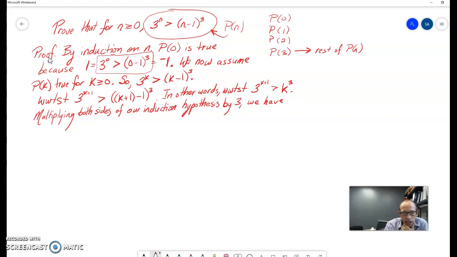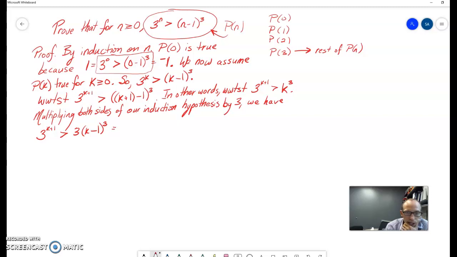Right now the left side is 3 times 3 times 3 times 3, k of those 3's, and this is k plus 1. So I think, well, if I multiply both sides by 3, at least the left side will look very similar to what I have, even if the right side doesn't quite yet. So we would have 3 to the k plus 1 is greater than 3 times k minus 1 cubed. Okay, well, this is progress. Somehow we now have to show that this is greater than or equal to k cubed. How can we do that?